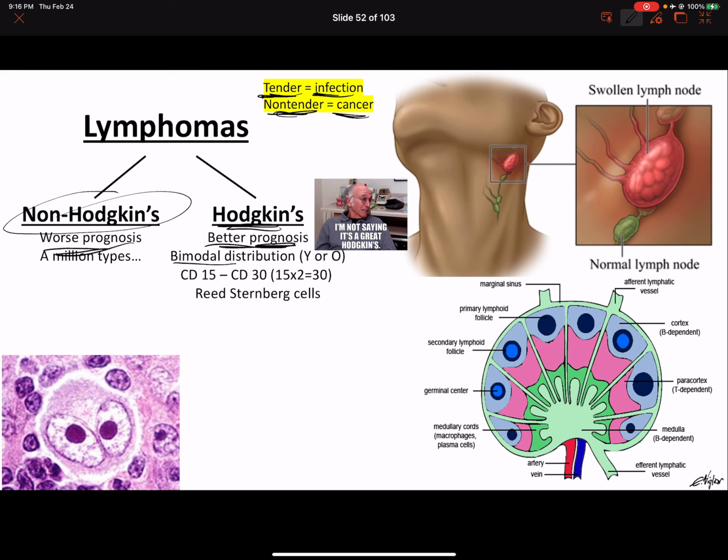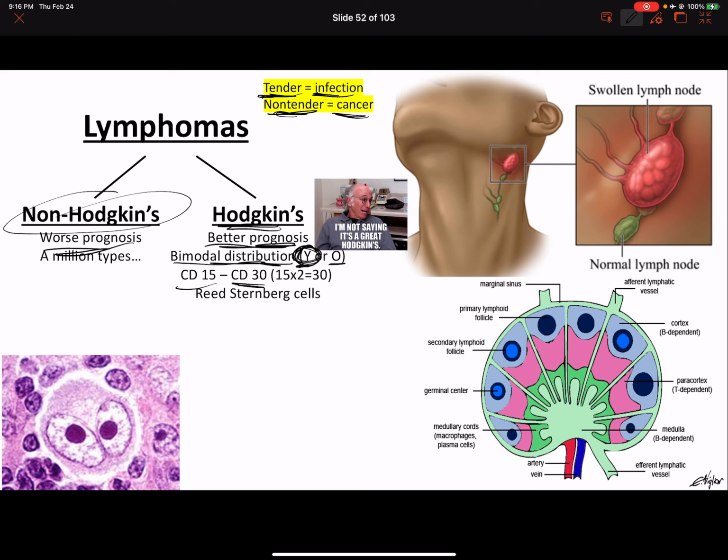Hodgkin's also is a bimodal distribution. So really young people, really old people, often not middle-aged people. Most important here is the young. If anybody shows up on your NBME with they're young and they have a swollen lymph node, it's more likely to be a Hodgkin's lymphoma. Non-Hodgkin's is typically going to be older people.